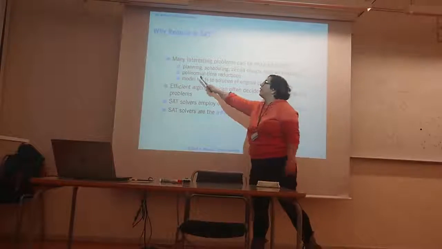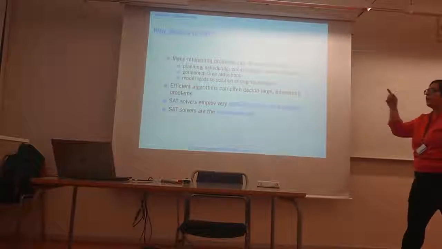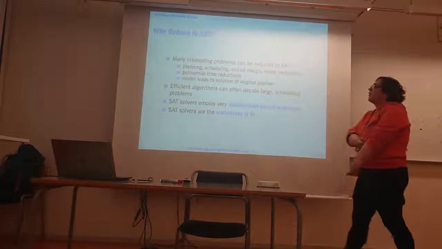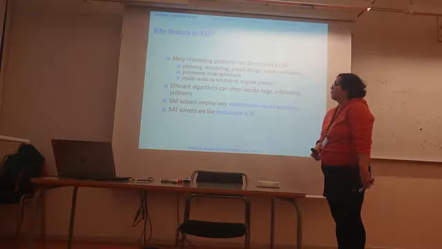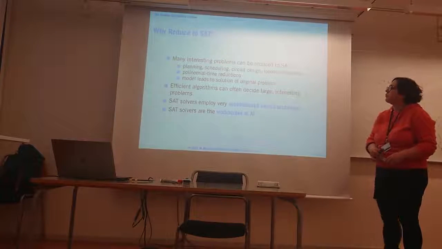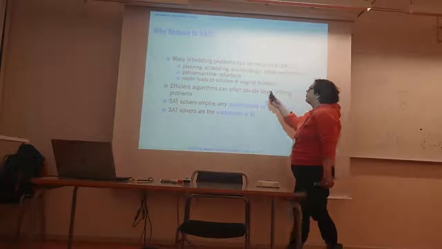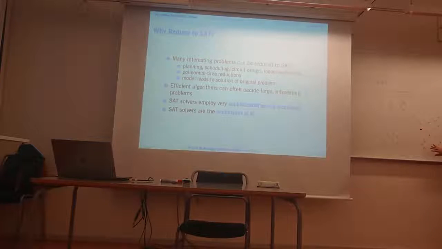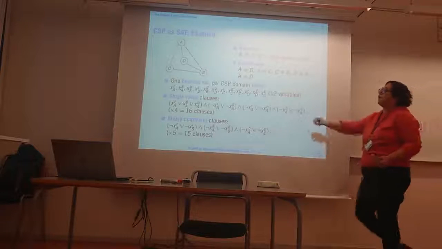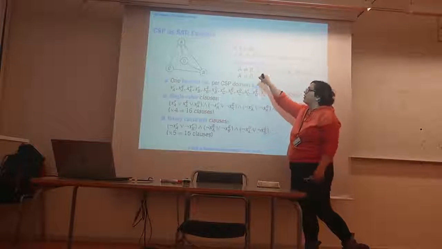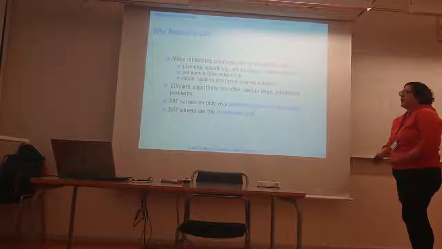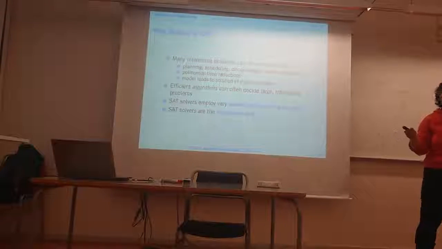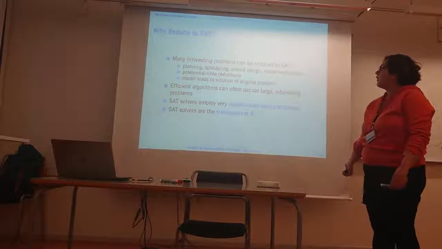And sorry, it's still wrong. I have one more polynomial spelling error in this slide. The reduction could be polynomial, and a model leads to a solution of the original problem, meaning that if you find a model of this formula, it is like solving the CSP originally. These are equivalent. And SAT solvers are known to be workhorses of AI. As I said, they can solve problems with a really large number of variables.